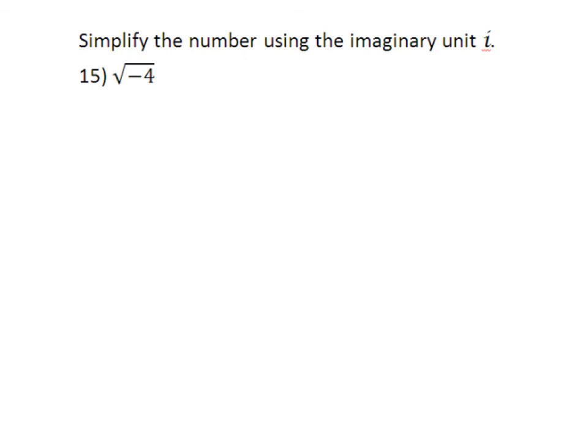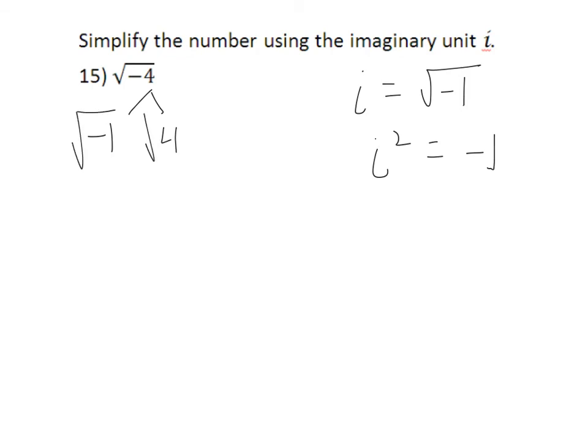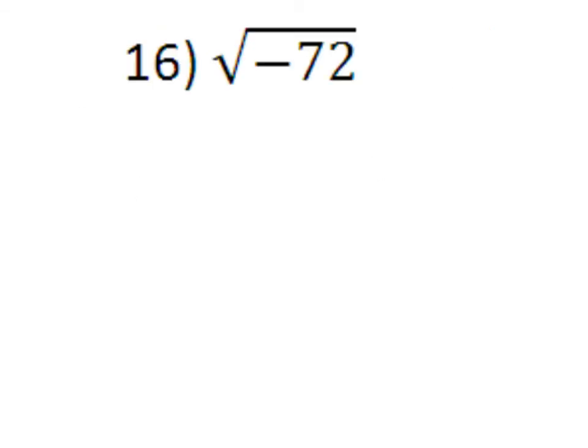Using imaginary numbers, remember i is equal to the square root of negative 1. i squared is equal to negative 1. So I could rewrite this as negative 1 and 4 and take the square root of both of them. Square root of 4 would give me 2. The square root of negative 1 would give me i. So my answer here would be 2i.